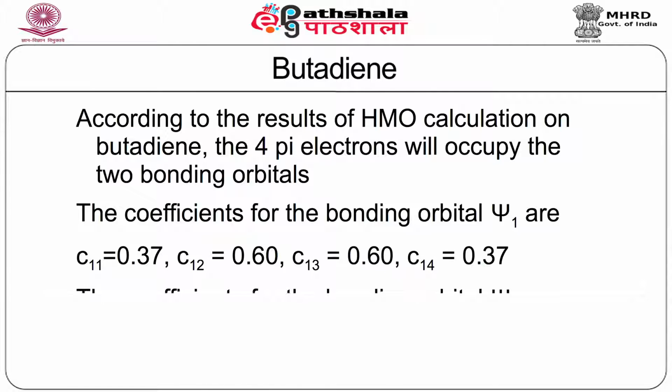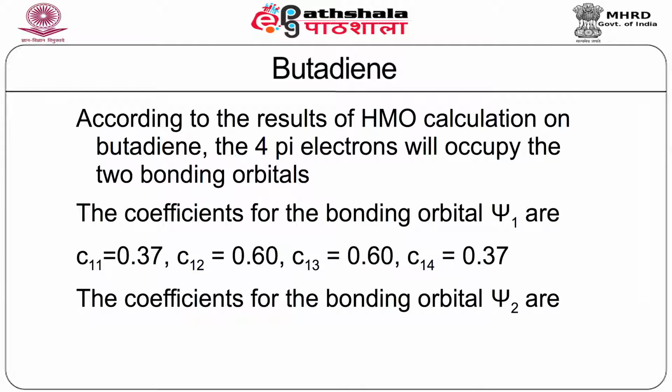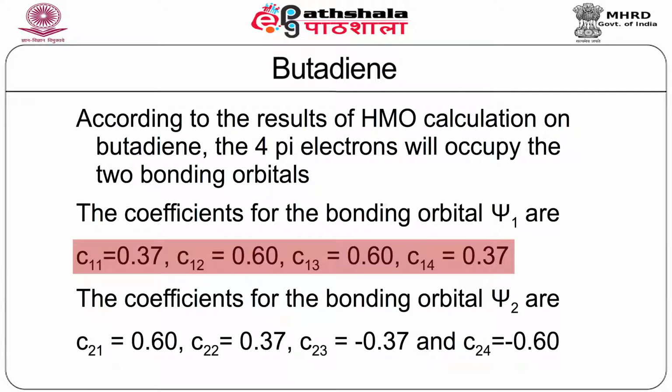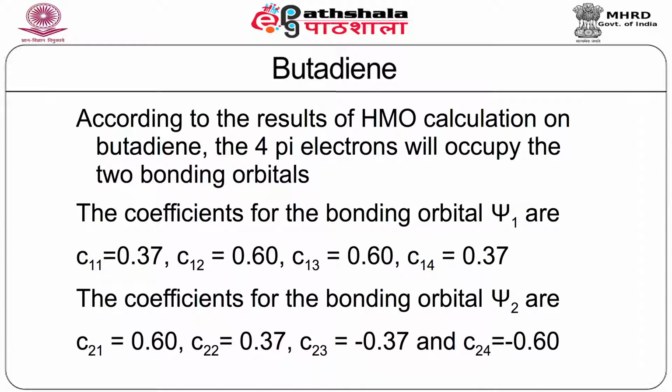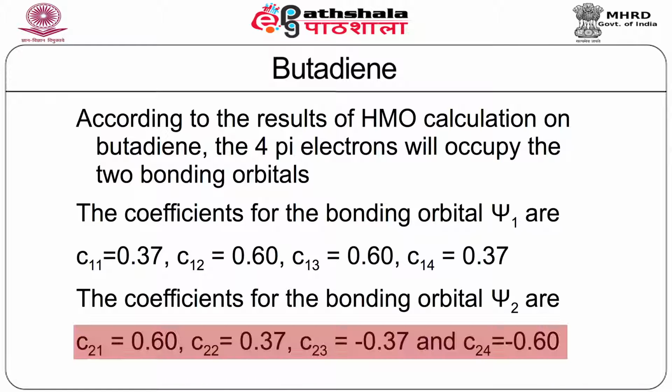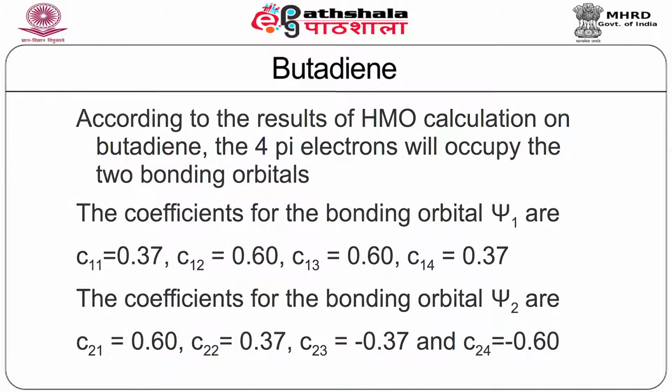The coefficients for the bonding orbital 1 are C11 equals 0.37, C12 equals 0.60, C13 equals 0.60, C14 equals 0.37. And similarly, the coefficients for the bonding orbital 2 are C21 equals 0.60, C22 equals 0.37, C23 equals minus 0.37, and C24 equals minus 0.60.